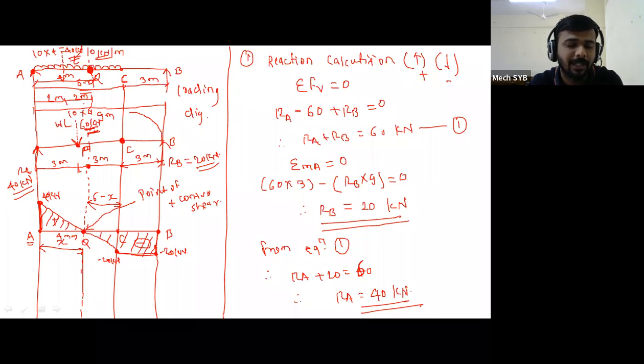मग W 10, it is common, पण लेंथ किती झाली? 6 मीटरची 4 मीटर झाल्या. मग therefore 10 into 4, 40 kilonewton आणि it is applied at the center of the AQ distance. 2 meter from this side, 2 meter from this side. So you have to represent this also in your figure.